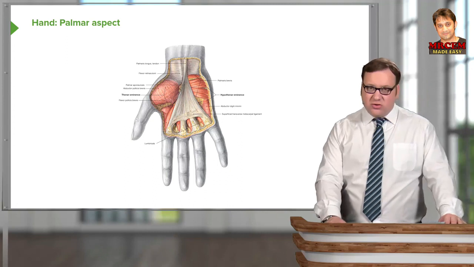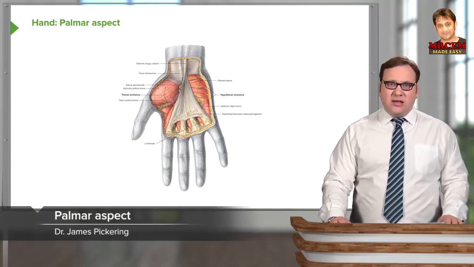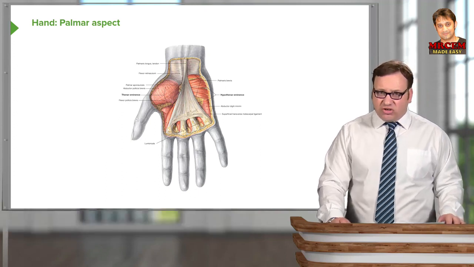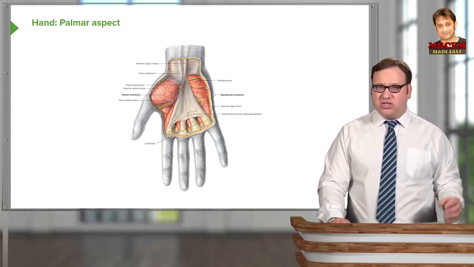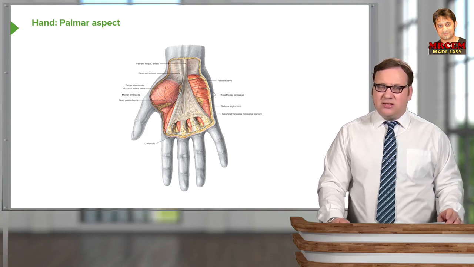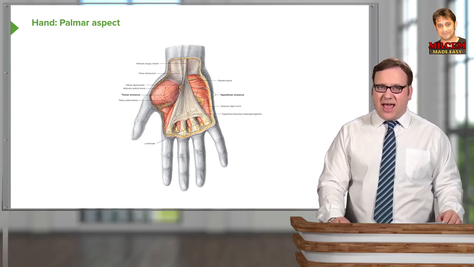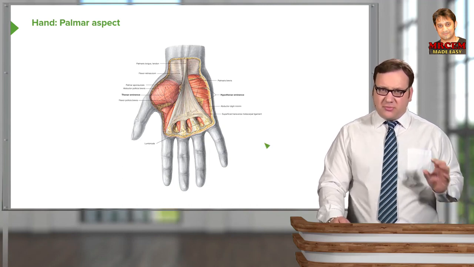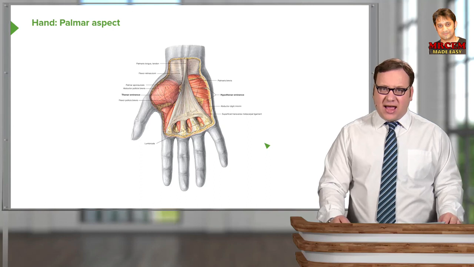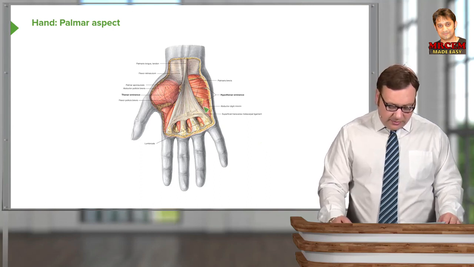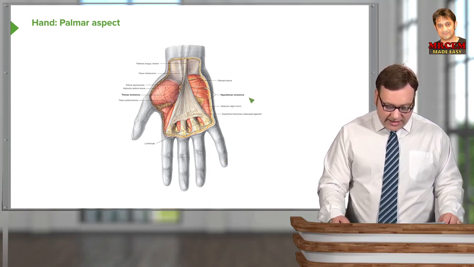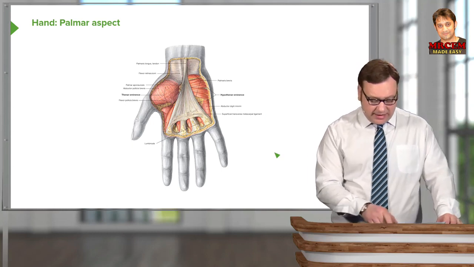So now let's move on to the palmar aspect of the hand. The palmar aspect of the hand contains a whole series of intrinsic muscles that allow the hand to assume many different positions, and also the tendons of the extrinsic muscles that originate in the forearm and pass through the carpal tunnel to the hand. Again, on the slide, we can see we've got the thumb, and the second, third, fourth, and fifth digits. So here we have the lateral aspect, and here we have the medial aspect.